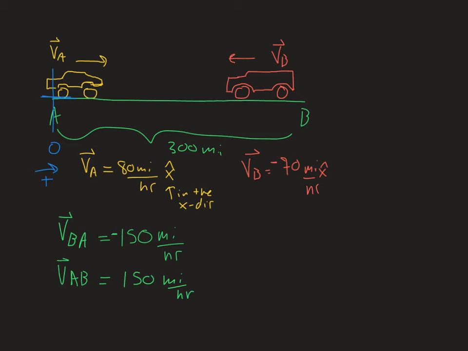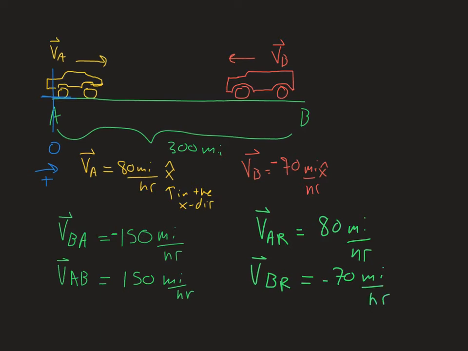So let's write that out here. So I know that v of Alice, I really should say relative to the road, is equal to 80 miles per hour. And v of Bob relative to the road is minus 70 miles per hour.